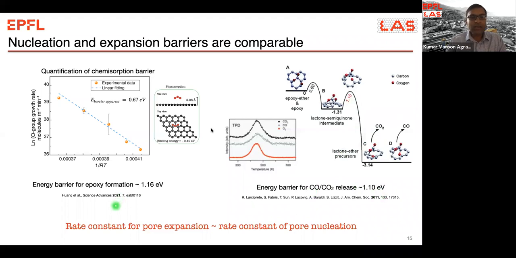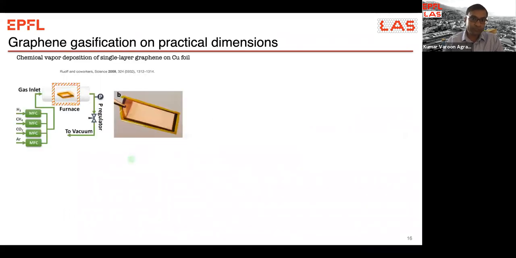So as you see, these are the energy barriers, so they relate to the rate constant of pore expansion, which is coming from CO2 release, and it is very similar to the rate constant of pore nucleation that happens from formation of these clusters. So this makes it very interesting for ozone, because then your nucleation and expansion rates can be manipulated based on these rate constants and based on the ozone pressure.